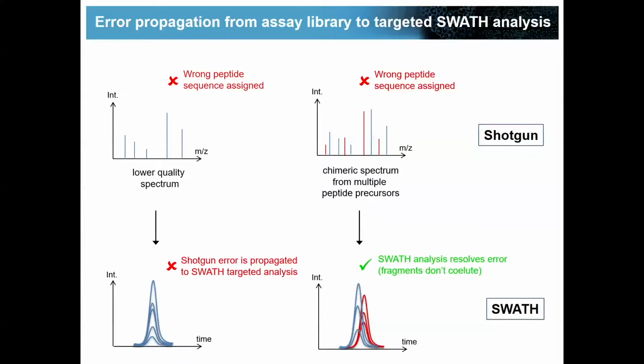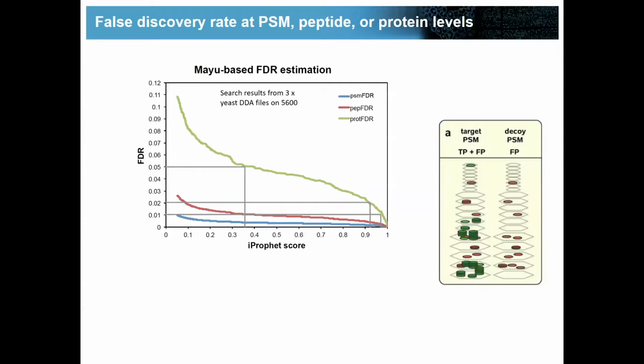relatively high quality DDA data for spectral library building. Rudy showed a picture a bit like this one earlier on, making the point that there can be differences between the PSM level, the peptide level, and the protein level FDR. If we plot as a function of this iProphet score, which is essentially a search engine score, where the best hits are over here, and we plot the FDR at different levels, either PSM, peptide, or protein level, what you see is that at a fixed score, we can have, at 5% protein FDR, much lower false discovery rates at the PSM or peptide level. Or rather, we should think about it the other way around: at 1% PSM level FDR, we can be up above 10% protein level FDR.